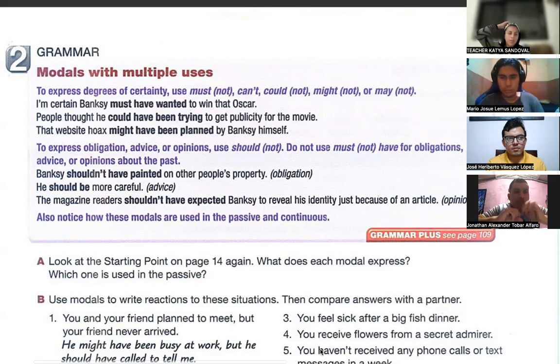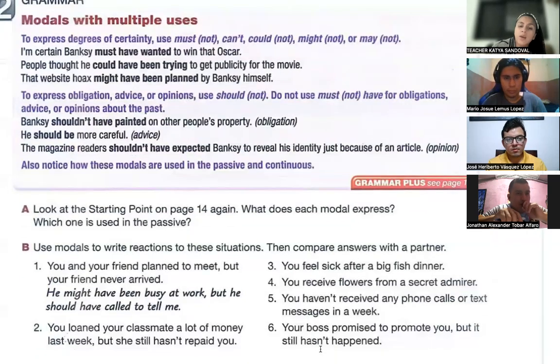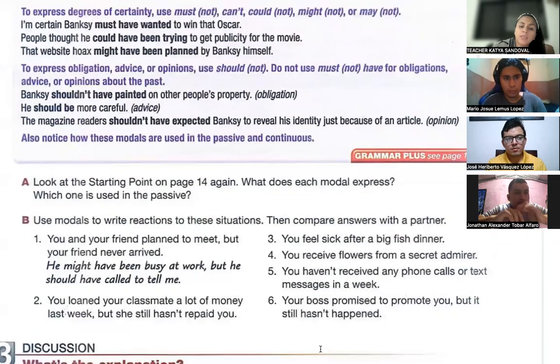Obligation, right? Then we have, he should be more careful. Advice. The magazine readers shouldn't have expected Banksy to reveal his identity just because of an article, okay? So this is opinion. Now we have some examples.